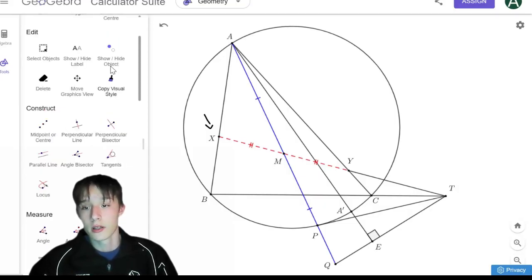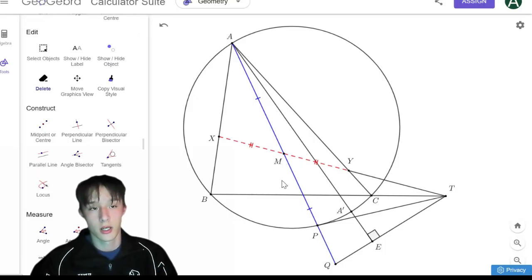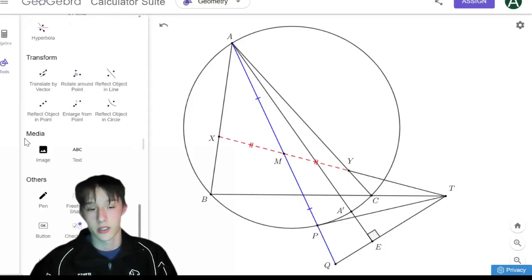So for now, let's forget about points X and Y and M and just focus on P and Q. And the way you approach this is you try to find some nice properties.